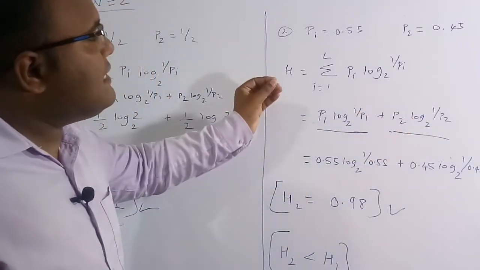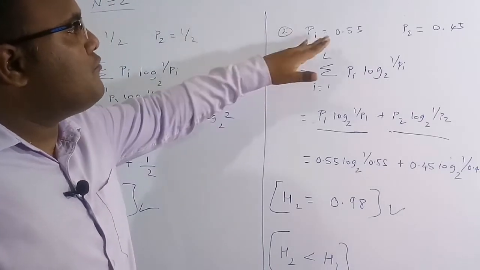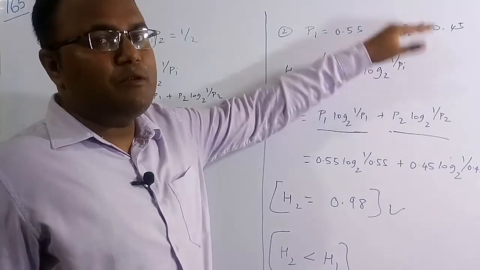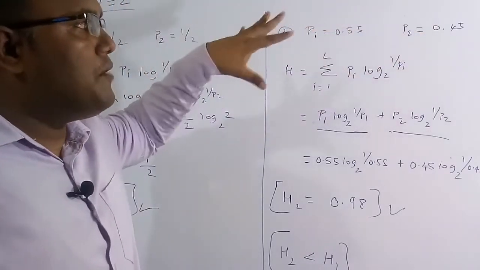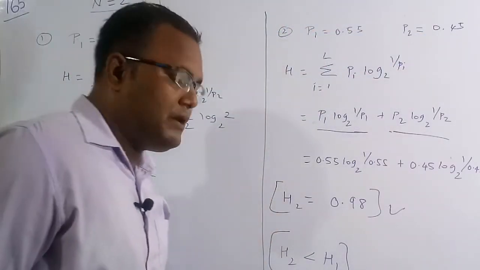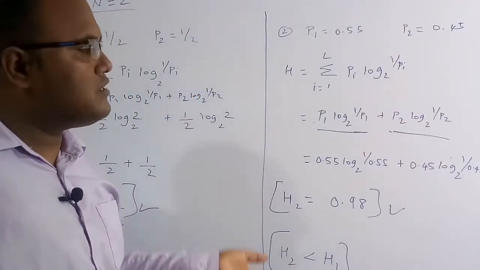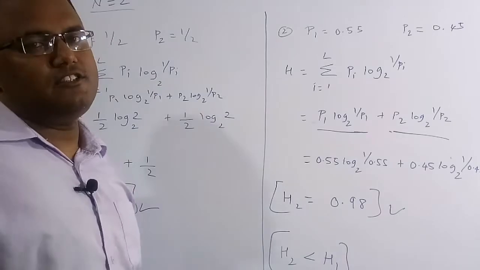So by increasing the probability of the first symbol by some factor and decreasing the probability of the second symbol by the same factor for the n number of symbols, the entropy is going to decrease when compared to the previous case. So we can conclude that the entropy is going to decrease. So now we are going to solve the 166 question.